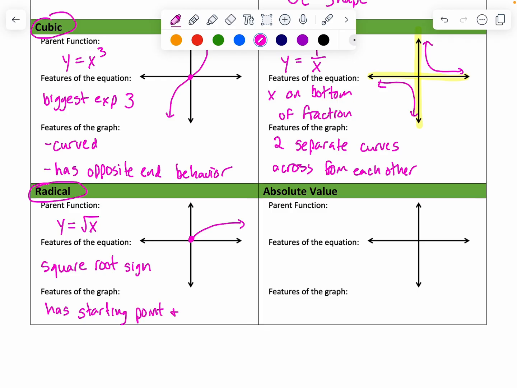And then it curves to the right, unless it's being transformed, and then it might curve a different direction.